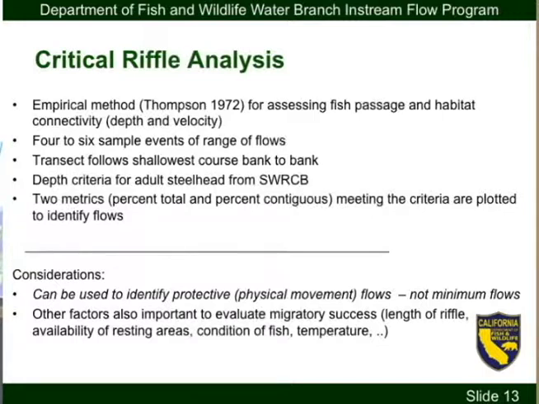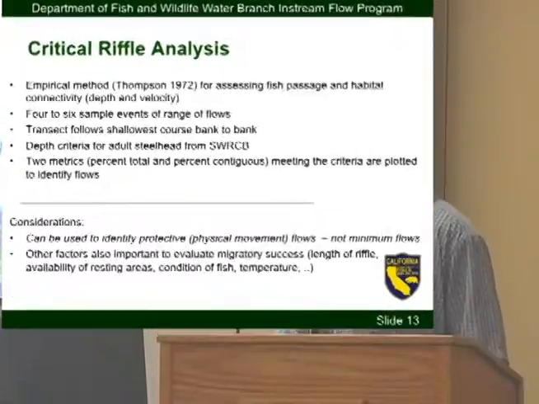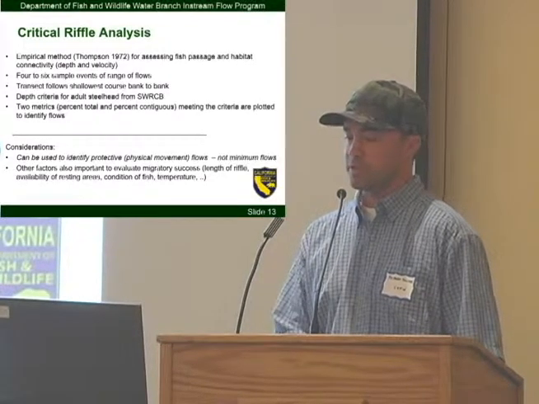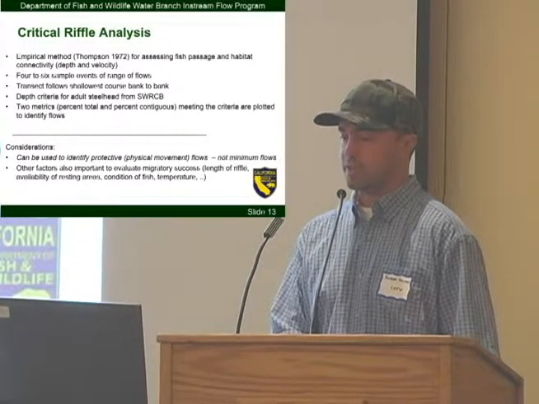Usually it's minimum depth that's more the focus, but if you collect velocity data, you can ensure that you're not going to have any high velocity restrictions as well. Generally it takes 4 to 6 sample events. The transect follows the shallowest course of bank to bank.